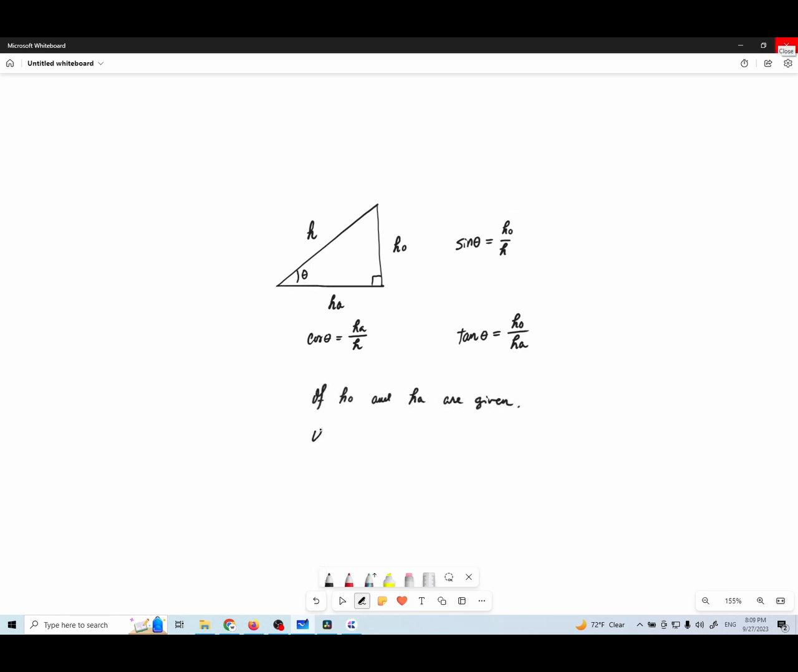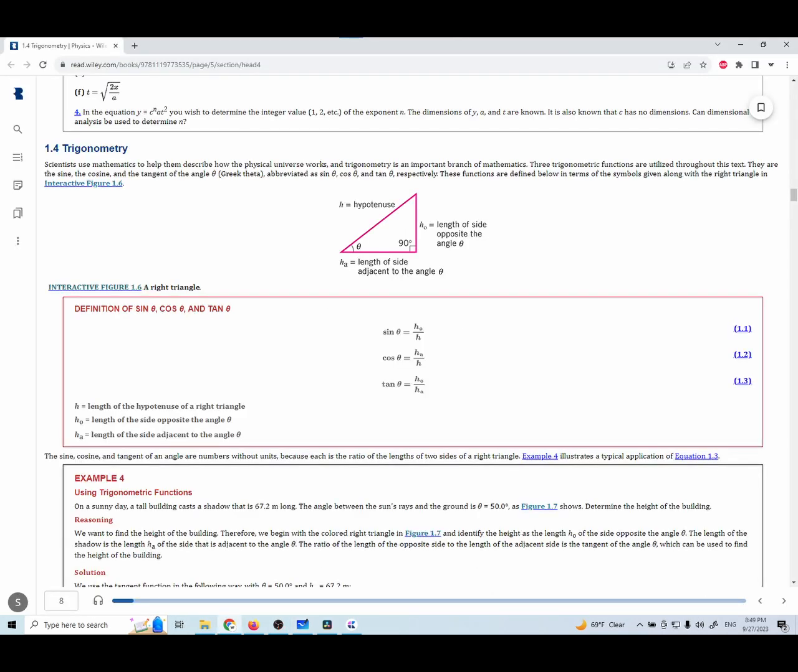From the Pythagorean theorem, we know that the hypotenuse is equal to the square root of the sum of the opposite squared and the adjacent squared. All this information is nicely laid out in section 1.4 of chapter 1.